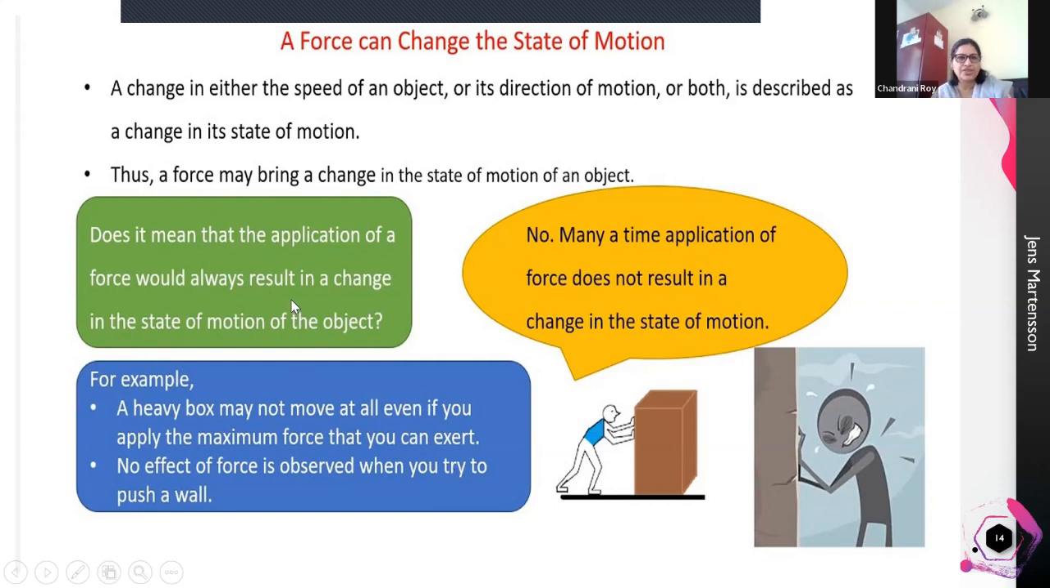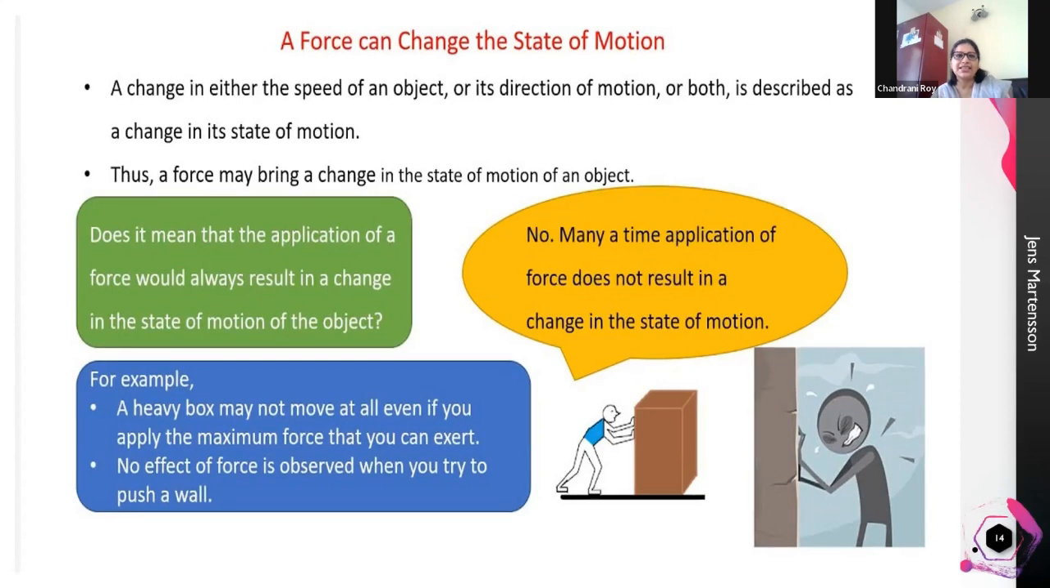Now we have a very interesting question. Does it mean that the application of a force would always result in a change in the state of motion of an object? No. For this also we can ask children to move something that is quite heavy. They would realize that it is not always possible to change the state of motion, or try something like a wall. Even if we push on it, the wall does not move. So many a time application of force will not result in a change in the state of motion. This is a very core concept that they have to understand. A heavy box may not move at all, even if you apply the maximum force that you can exert. No effect of the force is observed when you try to push a wall.